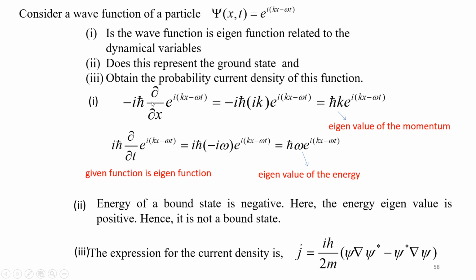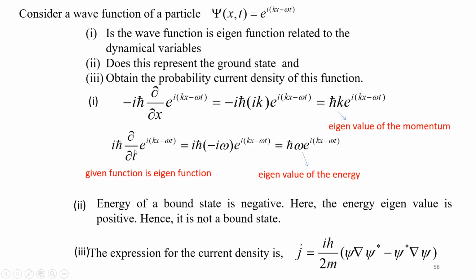Already minus iħ cross is there. So we have minus iħ cross ik e^(i(kx − ωt)). So this becomes i into i squared, minus 1. One minus is there, so this will become plus ħk e^(i(kx − ωt)). Now this is the eigenvalue equation, like Hψ equal to Eψ. So here it is pψ equal to ħkψ. See here, this is the expression for your momentum operator. So pψ is equal to ħkψ. So ħk is nothing but the eigenvalue of the momentum.